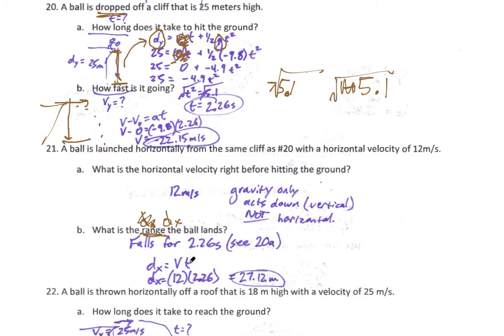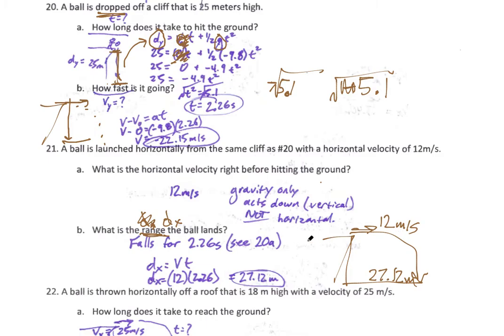So now I know my time. I know that it's 12 meters per second in the x direction that I'm firing this, and this is a formula for the x direction. Multiply my velocity times my time, which is 12 times 2.26, and I get 27.12 meters. So that means if I were actually launching the ball this direction at 12 meters per second, it would land 27.12 meters away from where it was launched.